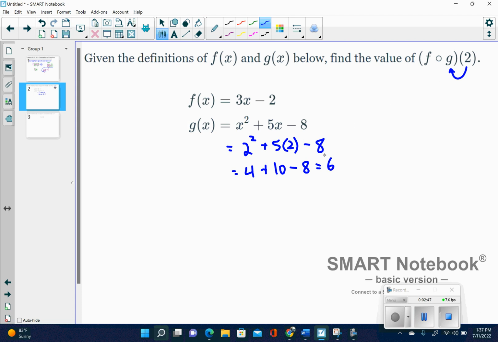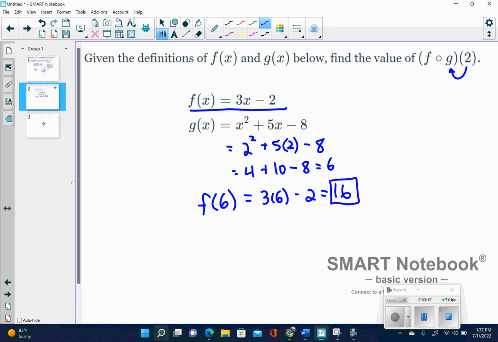This is going to be my new input for the last function, which is f. So what I'm looking for next is f of 6, my new input. Now I'm going to use my f function, which is right here. I'm going to do 3 times my input, which is 6, minus 2. 3 times 6 is 18, and 18 minus 2 is equal to 16. So my final answer is 16.